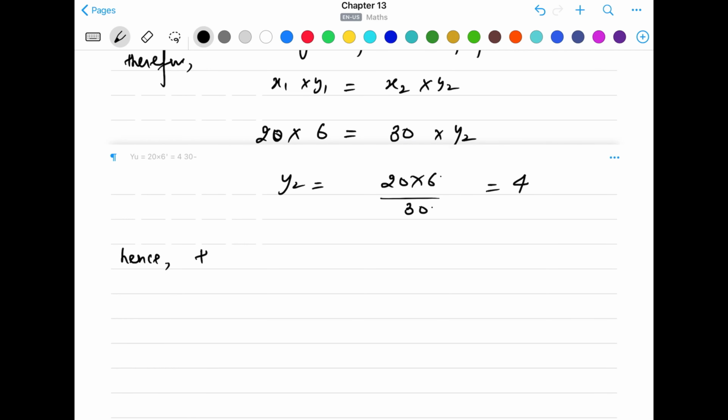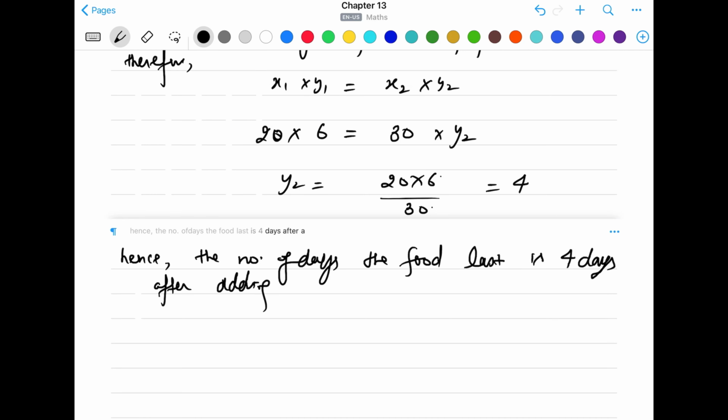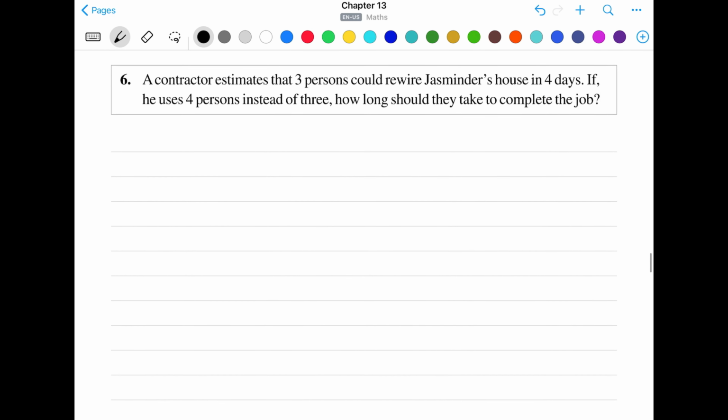So write, hence the number of days the food will last is 4 days after adding 10 more animals. Okay, so that's the solution of question number 5.